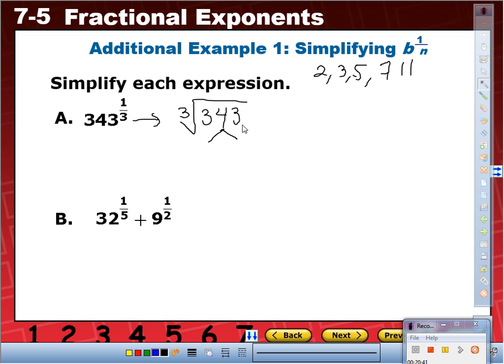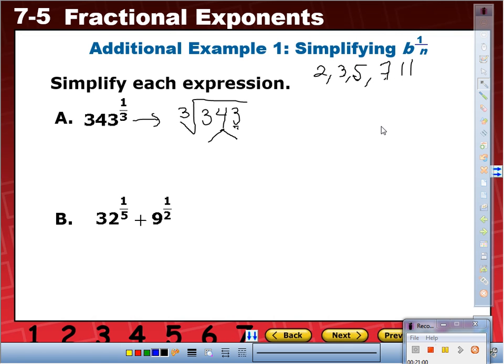Does 2 divide in there? No, because it doesn't end with an even number. Can 3 divide it? Let's see. Add these numbers. 3 plus 3 is 6 plus 4 is 10. So 10 cannot be divided by 3. Therefore, it cannot be divided by 3. Does it end in 0 or 5? No. So it has to be one of these two.